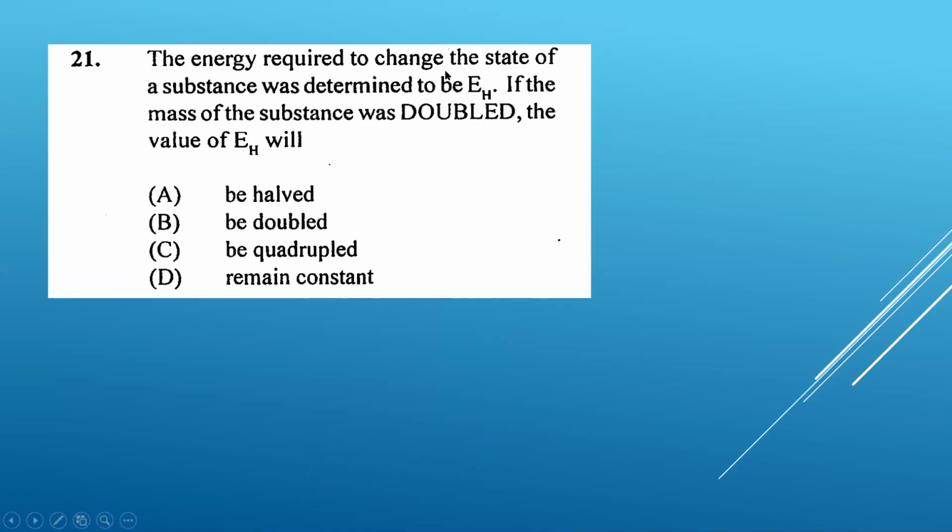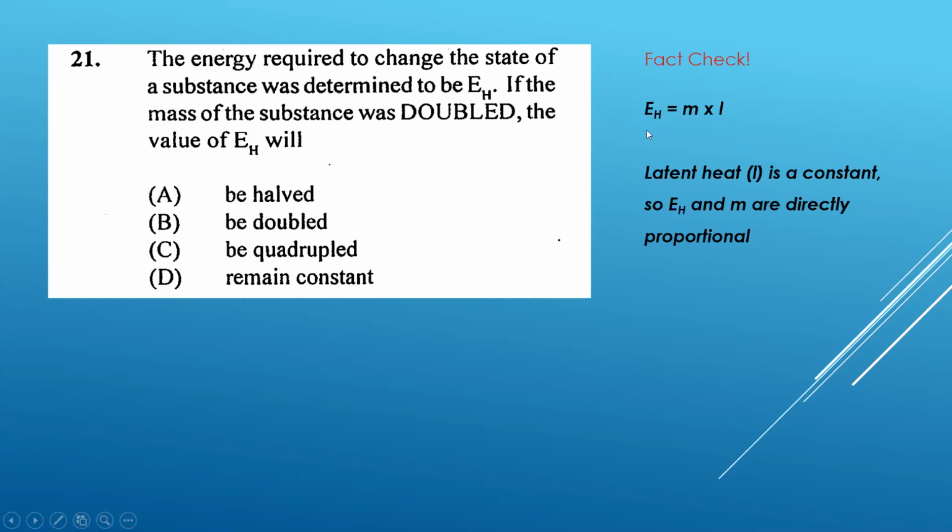21, the energy required to change the state of a substance was determined to be EH. If the mass of the substance was doubled, the value of EH will. Let's look at what this says. The latent heat is a constant for that substance. So EH and M are directly proportional. So as the mass increases, so does the amount of energy that it requires to cause the state to change. So if the mass is doubled, then the energy should also double. And therefore, your answer will be B.